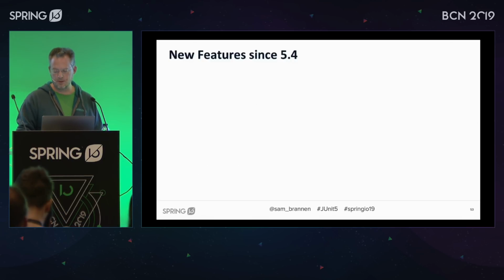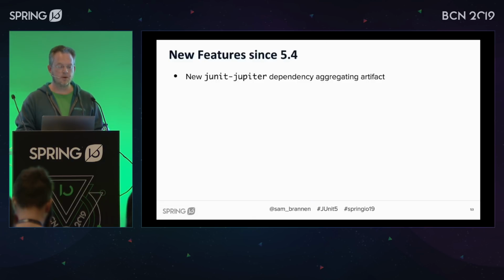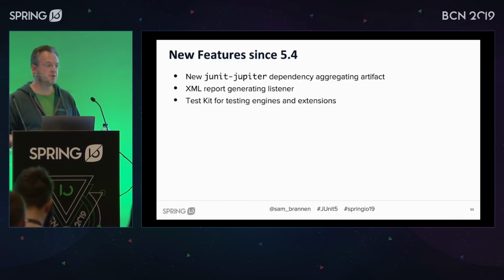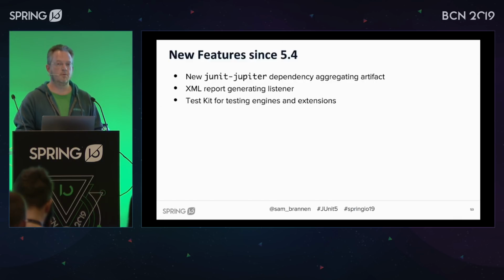More recently, some things to highlight. There's now a new JUnit Jupiter dependency that you can use. So basically it aggregates all of the main things from JUnit Jupiter, and you can just say you depend on JUnit Jupiter instead of the individual artifacts. So it just makes things easier. The XML report generating listener, we made that public recently. There's a new test kit, so if you're writing your own test engine, if you want to go that route, or if you want to test an extension you've written for JUnit Jupiter, then you can use the new test kit introduced in 5.4, and that makes it much easier to test those things.